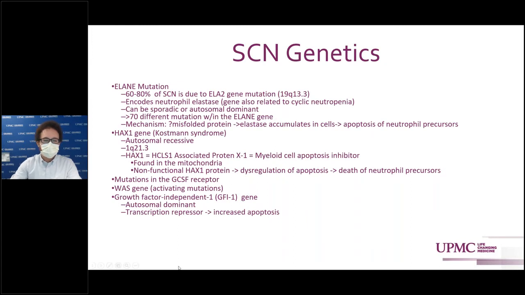This is a very busy slide, but I just wanted to mention that there are multiple different mutations that are associated with SCN. 2 of the main ones are the ELANE gene and the HAX1 gene, and they both produce proteins that are in the neutrophil that help keep the neutrophil healthy and alive. So when these are mutated and they're functioning abnormally, then the neutrophils die a lot earlier on before becoming their full form.